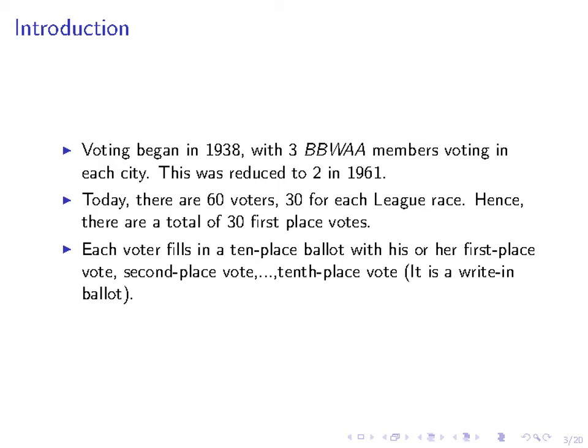Formal voting for the MVP race began in 1938 with 3 baseball writers members voting from each city. This was reduced to 2 in 1961. Today there are 60 voters, 30 for each league race. Hence there are a total of 30 first place votes. Each voter fills in a 10-place ballot with his or her first place vote, second place vote, all the way out to 10th place vote, and this is a strictly write-in ballot. There are no suggestions as to who the candidates should be.